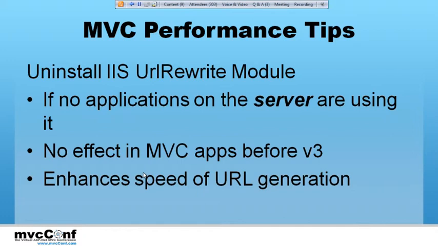Another performance tip is that the URL Rewrite module that's built into IIS has a performance impact in MVC3. It has an impact in MVC2 as well, but uninstalling it won't help you. So in MVC3, there's a new check to see whether or not the URL Rewrite module is installed, and only if it is do they then do some extra checks when they're doing URL generation to make sure that the URL is matching whatever might have been created by a rewrite rule. So if you aren't using URL rewriting at all on your entire server, then you can uninstall it and you'll get a small performance gain in your MVC3 apps on that server.